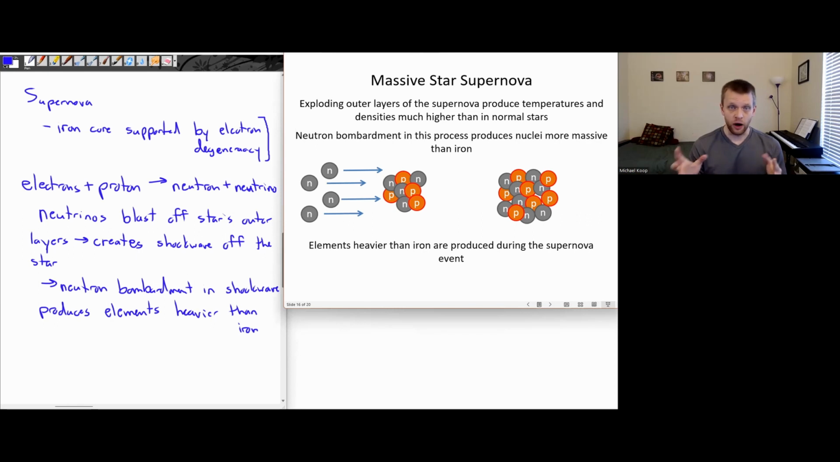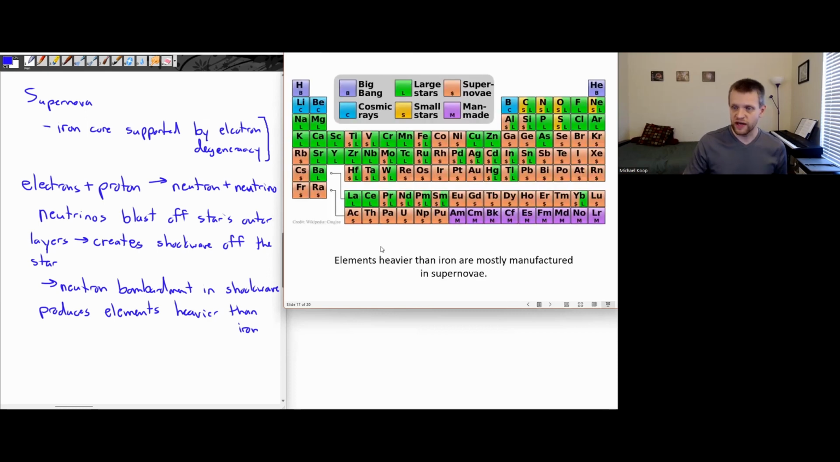We now know that there are other kinds of interactions that also produce these heavy elements, things like two neutron stars running into each other. We'll talk about some of these events a little bit later, but this is one of the ways that elements heavier than iron are actually produced. So if you look at a periodic table, again, the hydrogen and the helium was mostly produced originally in the Big Bang. Lithium, beryllium, and boron are produced by cosmic rays.